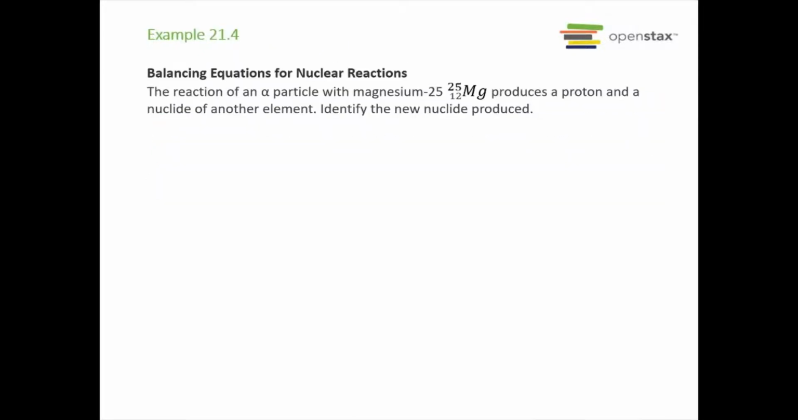So we're told the reaction of an alpha particle with magnesium-25 produces a proton and a nuclide of another element. And we want to identify the new nuclide produced. So we need to first go ahead and start writing what we know. We're told we have an alpha particle and we have magnesium-25, and we're given its symbol.